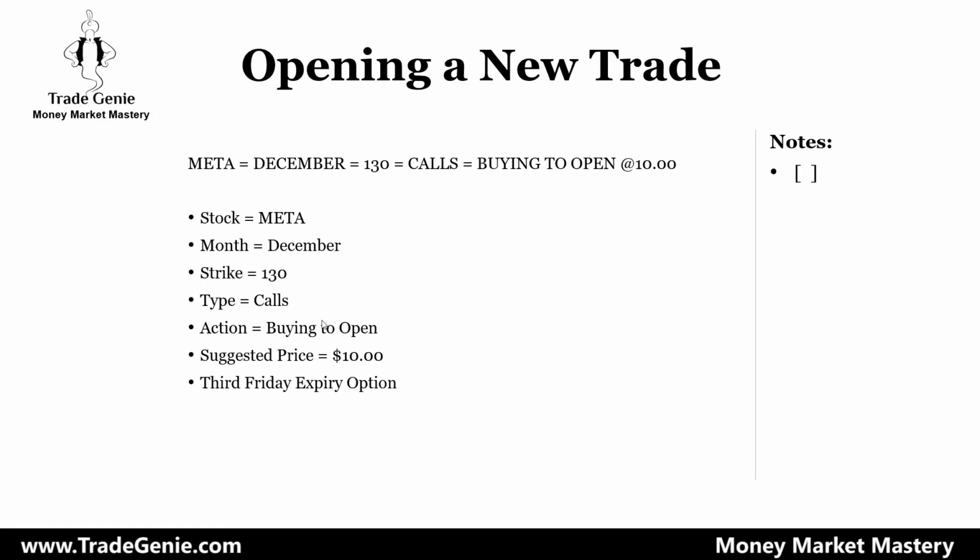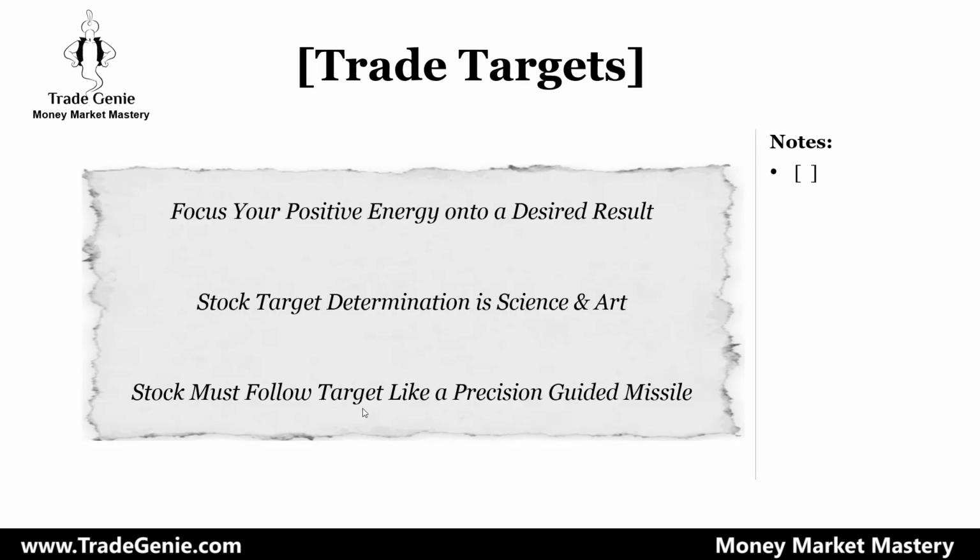So strike 130 calls. Action is buying to open. Suggested price $10 and third Friday expiry option. Once we send this, we prepare the chart. Sometimes we forget to send the chart to our members. So I prepare the chart or I ask someone in my company to prepare it for me, and we send out the chart with some technical explanation.